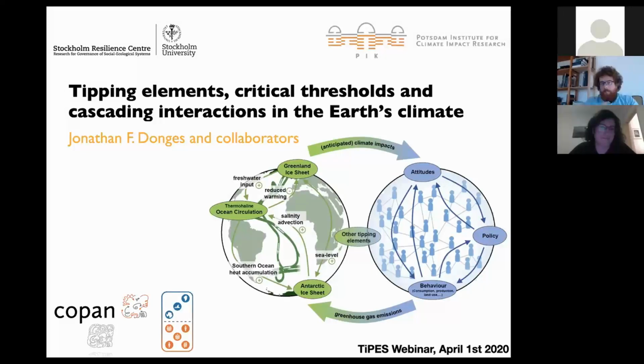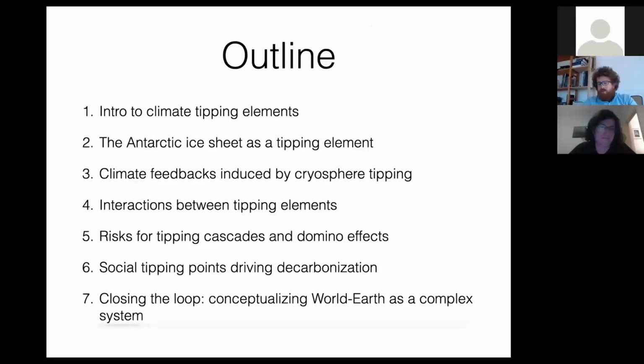Right, so today I want to talk about where we come from in the Dominoes project into this topic. I'll give an intro to climate tipping elements, which I'm doing quickly because I suppose you all know that, but it shows a bit where we are coming from into this topic. Then I'll talk about some work we did on the Antarctic ice sheet as a tipping element, as an example for a process-based study that we did. I'll talk about climate feedbacks that are induced by cryosphere tipping.